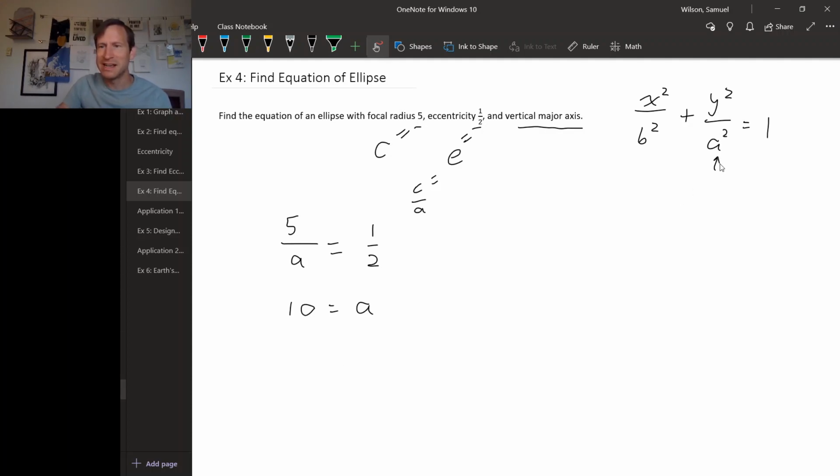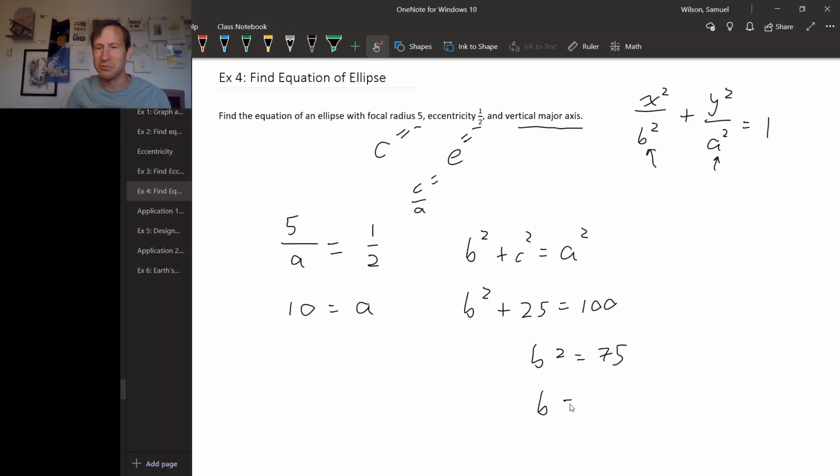So that fills in one gap in the equation for our ellipse. Now we need to fill in the other gap by finding the semi-minor axis. And so that's b, but as usual, b squared plus c squared is a squared. So b squared plus 5 squared, that's 25, equals a squared, a is 10, so a squared is 100. So now we can find b squared. b squared is 75. And if we needed to know b, we could find b as well. This is the square root of 75, which I guess is going to be something like 5 root 3.